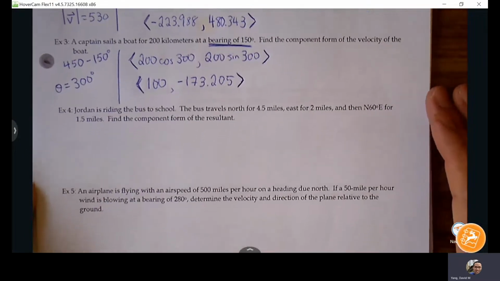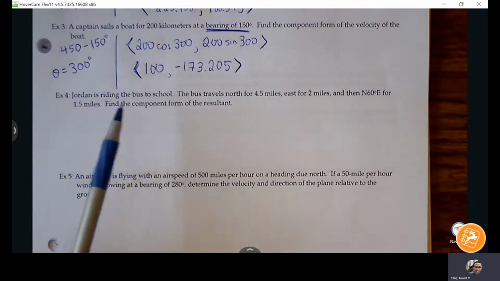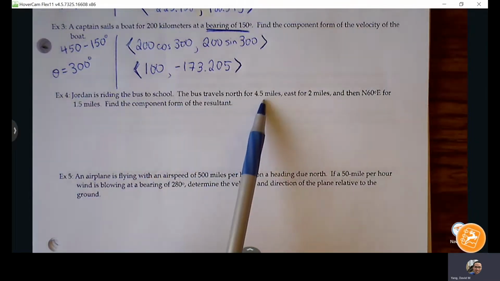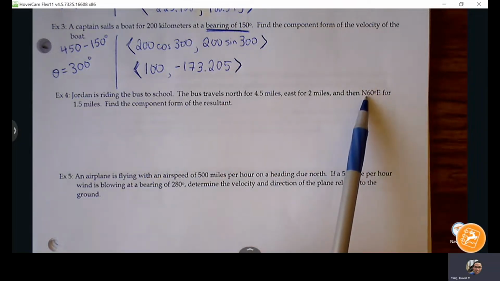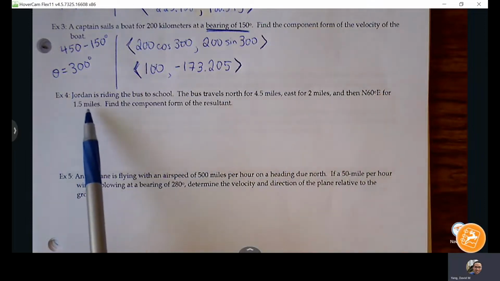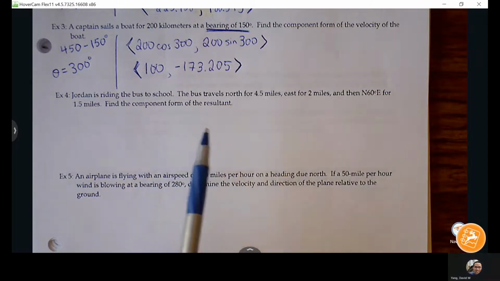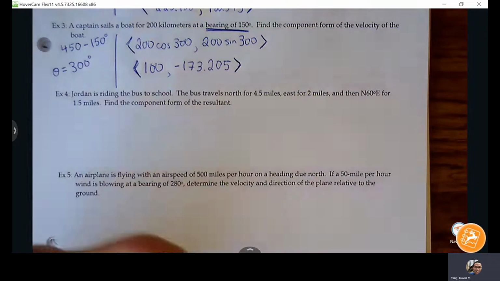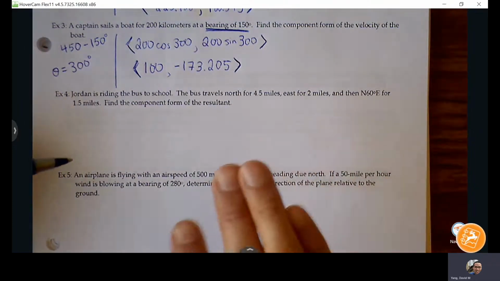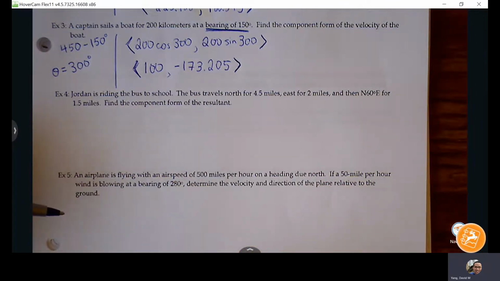Okay, example 4. Jordan is riding the bus to school. The bus travels north for 4.5 miles, east for 2 miles, and then north 60 degrees east for 1.5 miles. Find the component form of the resultant. So what we're going to do is create 3 separate vectors, each vector having its own direction, and then if we add up all those components, we can get the component form of the resultant.